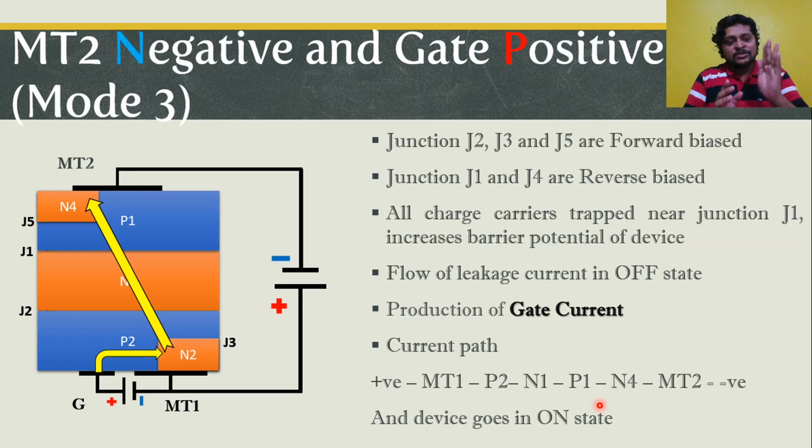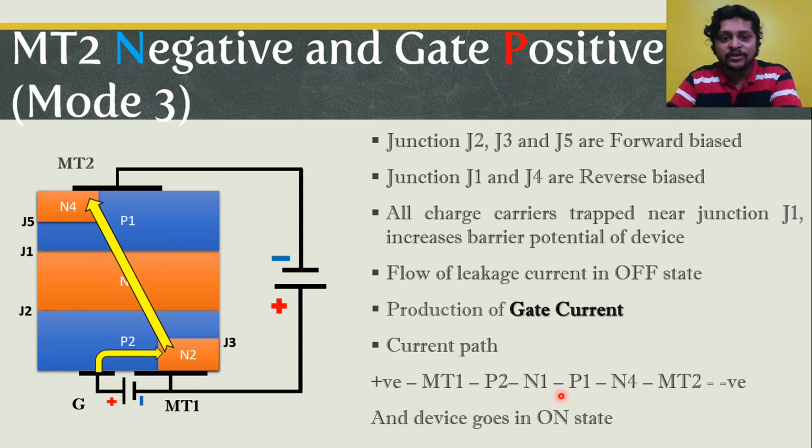Previously the current direction was from MT2 to MT1. Now the current direction is from MT1 to MT2. So now the current direction is reversed. Also the voltage drop across the device is reversed. Now if we consider mode 1 and mode 2, the polarity is positive. As the direction of current is reversed, we need to consider it as a negative polarity.